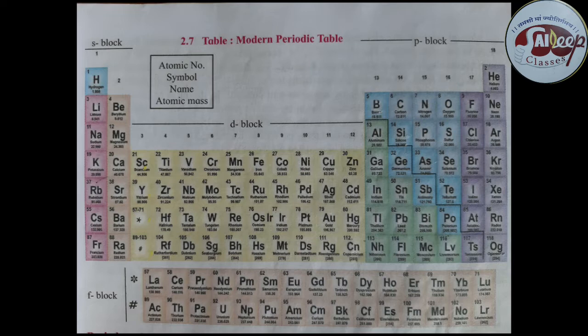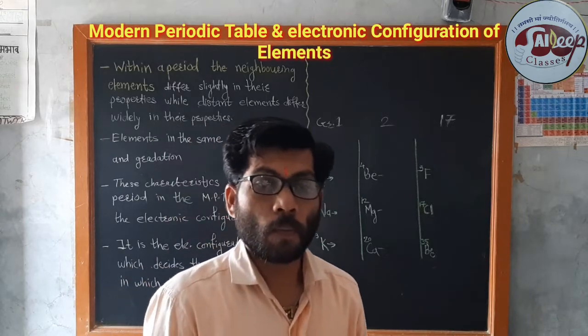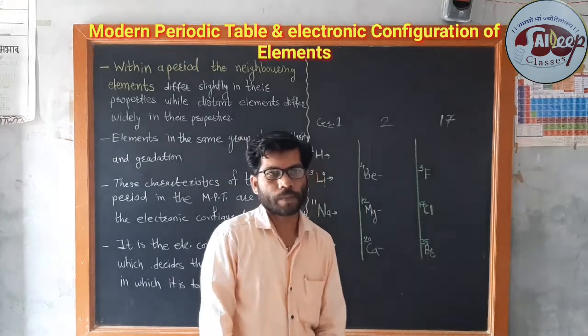In the modern periodic table, uranium has atomic number 92. All the elements beyond uranium with atomic number 93 to 118 are man-made. All these elements are radioactive and unstable and have a very short life. Now we see modern periodic table and electronic configuration of element.